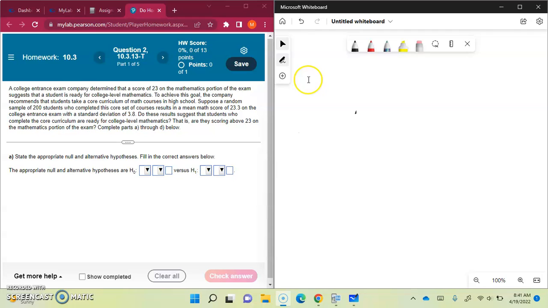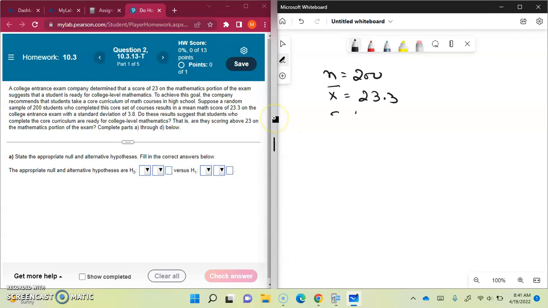Suppose a random sample of 200 students, so the sample size is 200 students, who completed this set of courses resulted in a mean math score of 23.3. So for the sample, the mean is 23.3 on the college entrance exam, with sample standard deviation S of 3.08. Do these results suggest that students who completed the core curriculum are ready for college level mathematics?